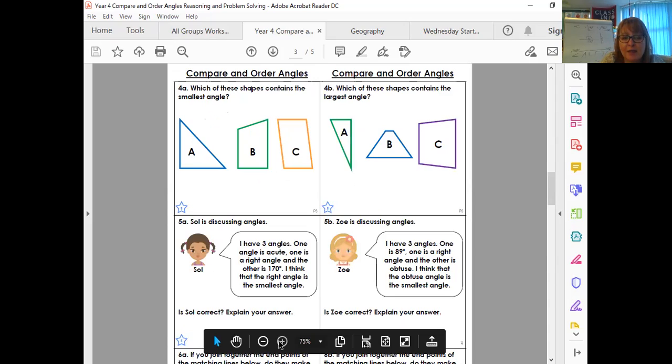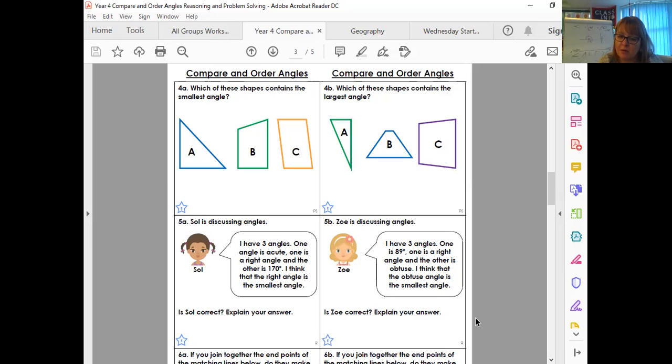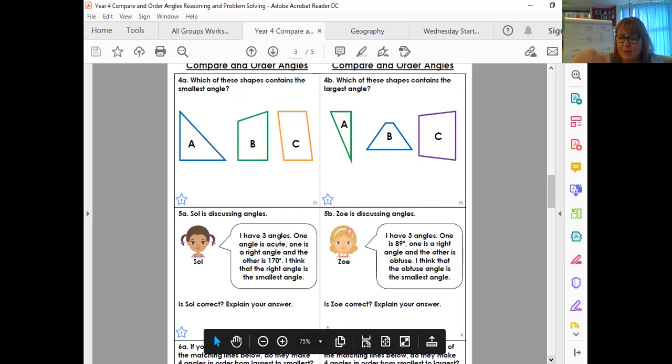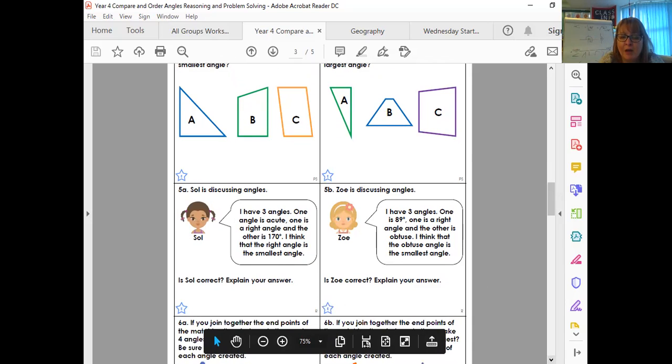So if I went back to here, which of these shapes contains the smallest angle? You need to try and explain which one you think and why. So I think shape A has the smallest angles because, I think shape B has the smallest angles because, and just explain. You only need to choose one side to do. You don't need to do both. They're different questions, but with the same kind of thing that you need to do.